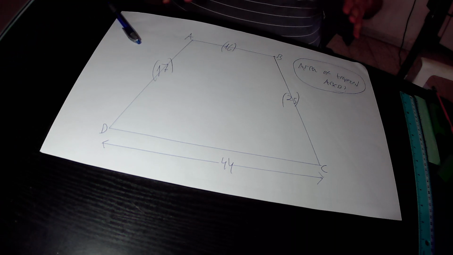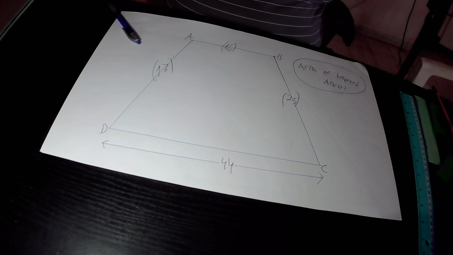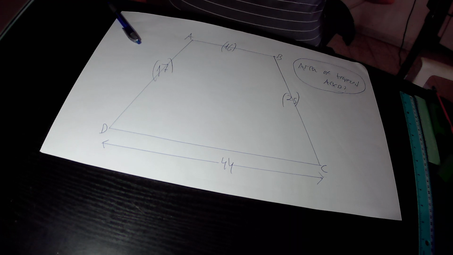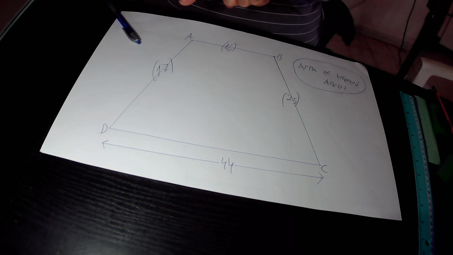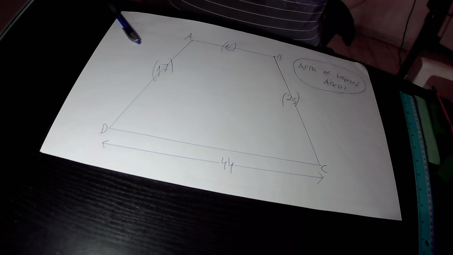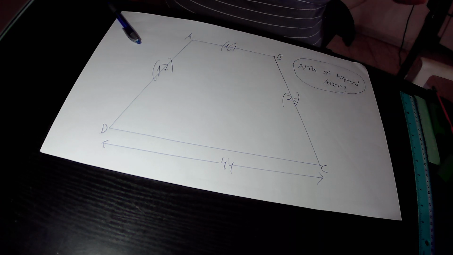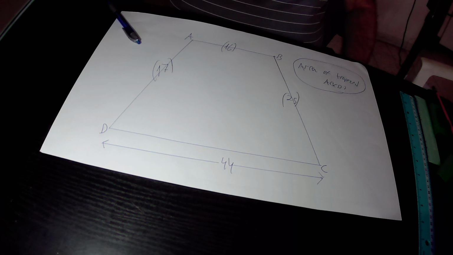Our mission in this second question is to find the area of this trapezoid ABCD. It is given in the question that side AB of this trapezoid ABCD is equal to 16 units in its length, side BC equals 25, AD equals 17, and DC equals 44. Again, our mission is to find the area of this trapezoid ABCD.